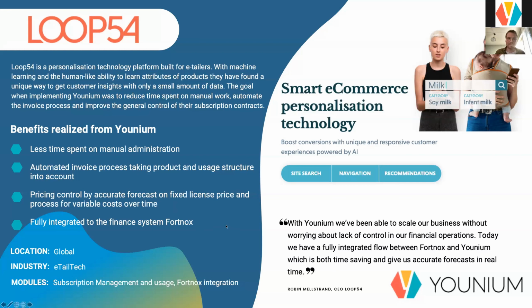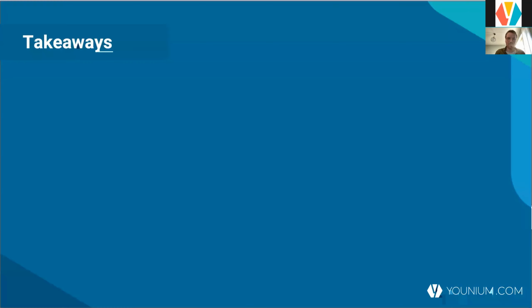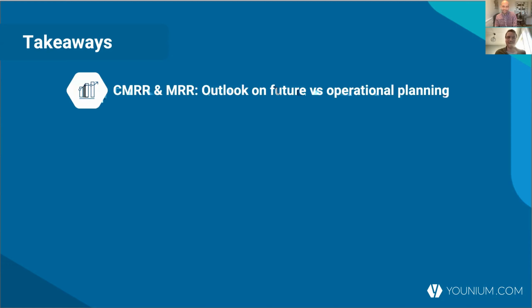So that's a little bit about Loop 54. And just to wrap things up from my side, just to make sure that you leave with some takeaways, some points to remember. Maybe it was a lot of information to take in, but let's have some bullet points here. We talked about CMRR and MRR to get both an outlook on our future and usage for some operational planning, and also the really powerful tool is to compare the two to understand your revenue delays.